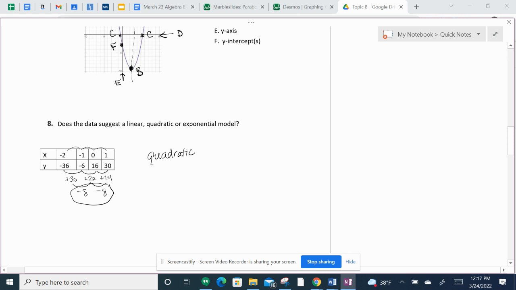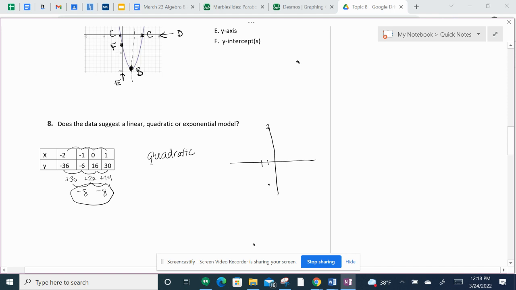Now, another way I can look at this is I can consider a graph, and I can come to negative 2, negative 36. So that'd be way down here. Then negative 1, negative 6, that'd be more like up here. 0, 16, that'd be way up here. And 1, 30 would be way up here.